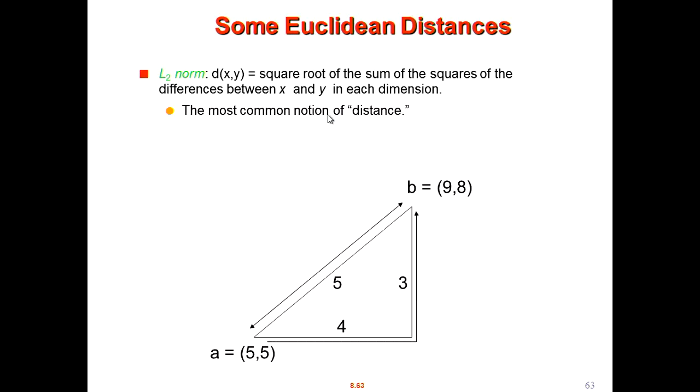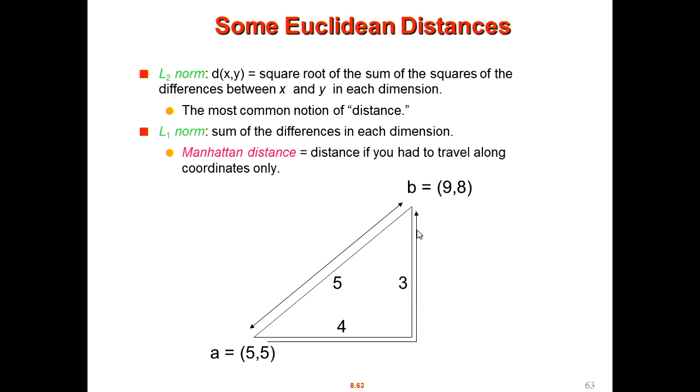We have some Euclidean distances, such as the L2 norm distance, which is the square root of the sum of the squares of the differences between x and y in each dimension. It is one of the most common notions of distance, also called Euclidean distance. For example, from A to B, the Euclidean distance is 5. The L1 norm is the sum of the differences in each dimension, also called the Manhattan distance, the distance you travel along the coordinates only. For example, from A to B, the Manhattan distance is 4 plus 3. There is also the L infinity norm, which is the maximum gap over all dimensions. For example, from A to B, the L infinity norm distance is 4.